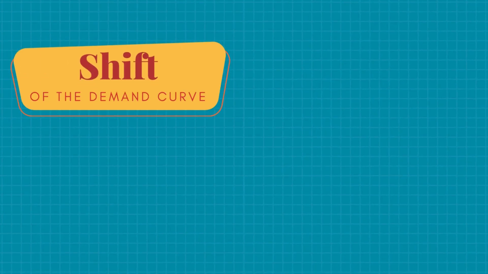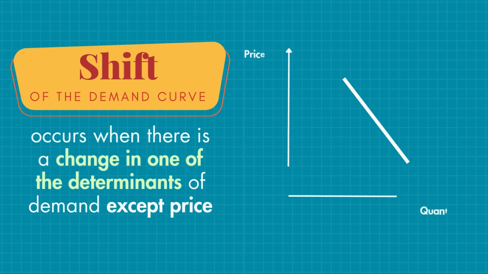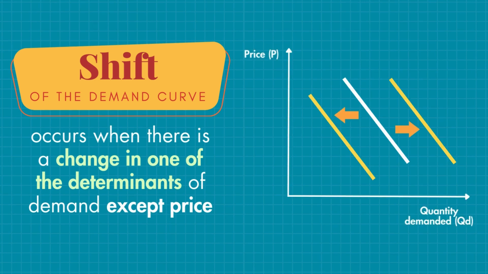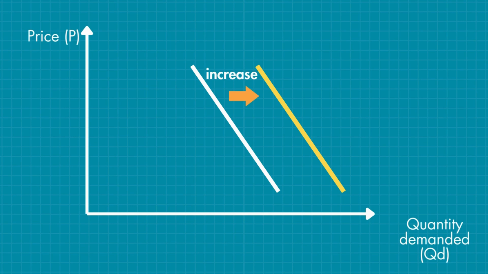A shift of the demand curve occurs when there is a change in one of the determinants of demand, except price. The demand curve either shifts to the right or to the left. A rightward shift means there is an increase in demand, while a leftward shift means there is a decrease in demand.